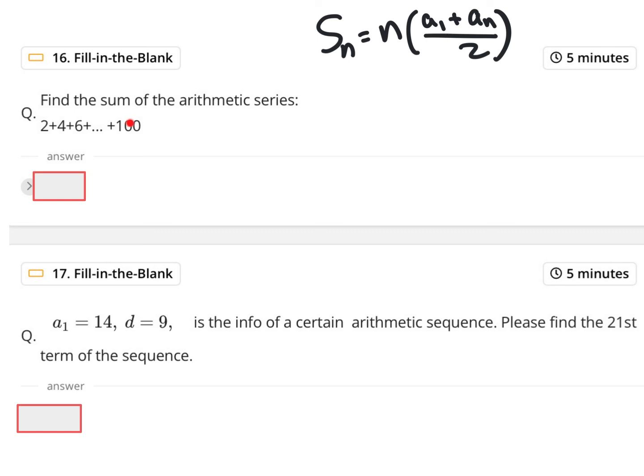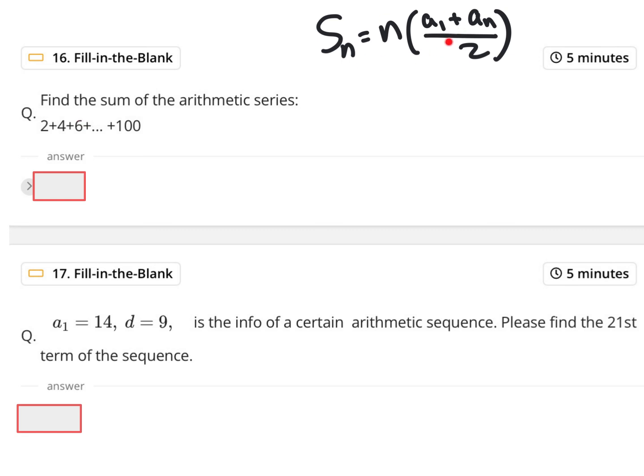Okay, so let's take what we know. And what do we know? Well, we know the first term, we know the last term, so we know this one and that one, but we don't know how many numbers there are in the whole list that we want to add up. So that's a problem in itself.